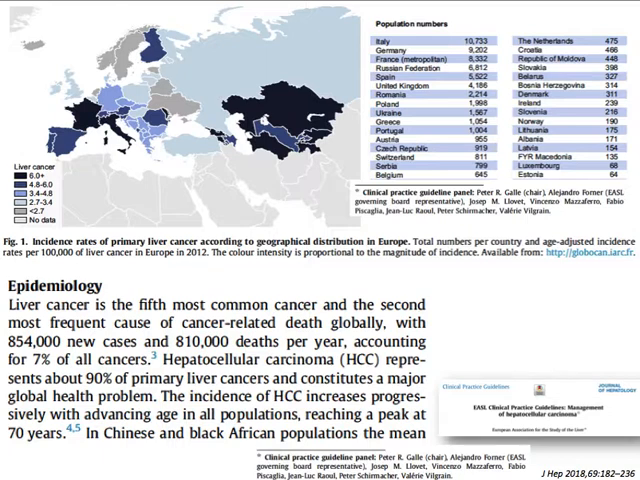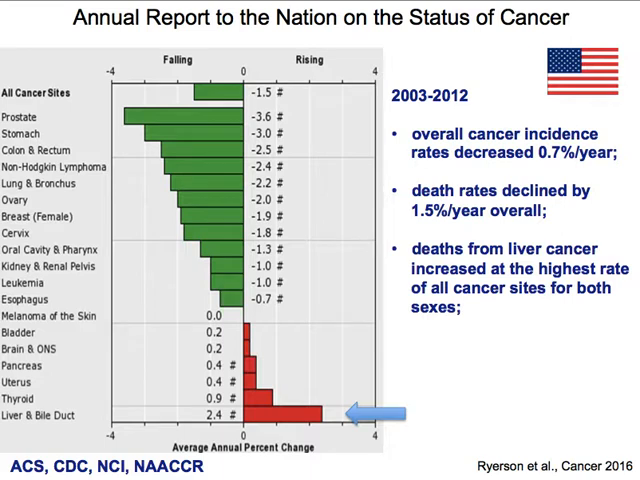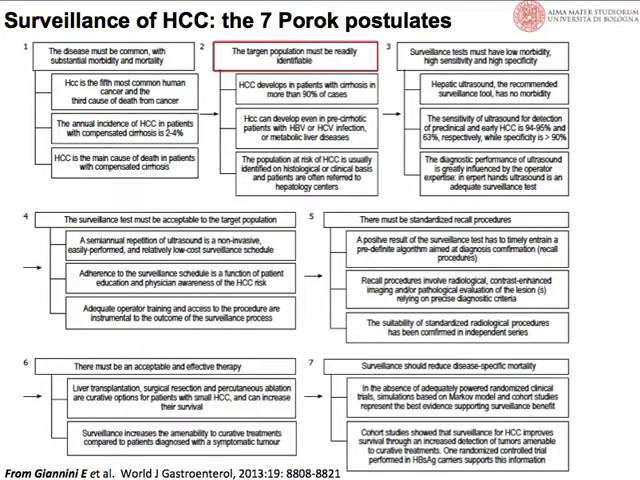This is not only in Europe, represented in this picture, it is also in Asia, and also in the United States, where liver and bile duct cancer, and mainly liver cancer, are the ones showing the highest rate of increase in recent years. Then, having a disease which is common with substantial morbidity and mortality, we must have a target population. And this will be illustrated later, it is present in the case of hepatocellular carcinoma.